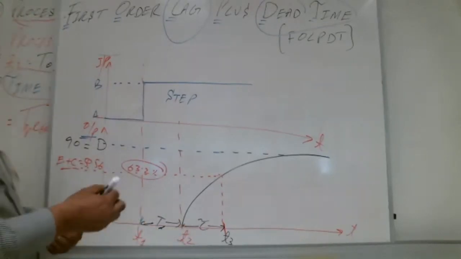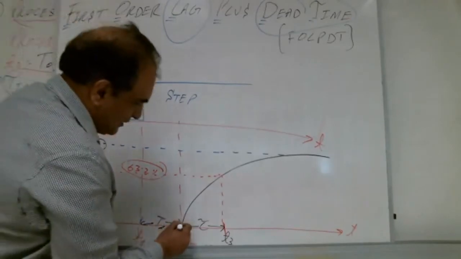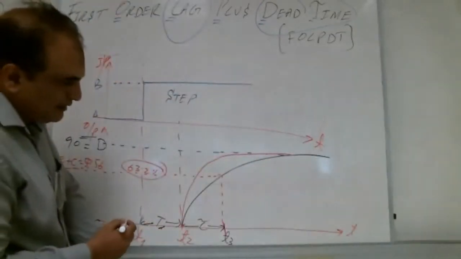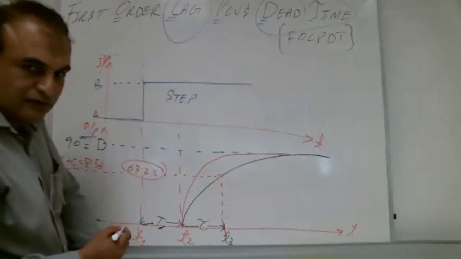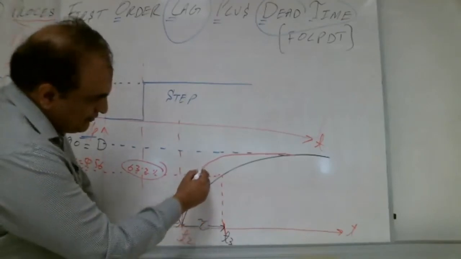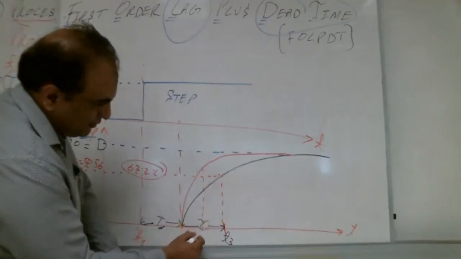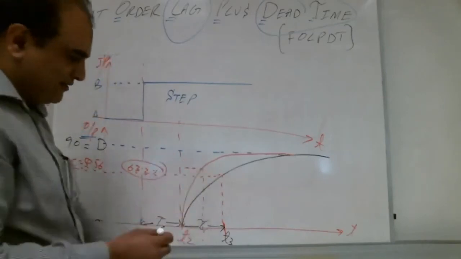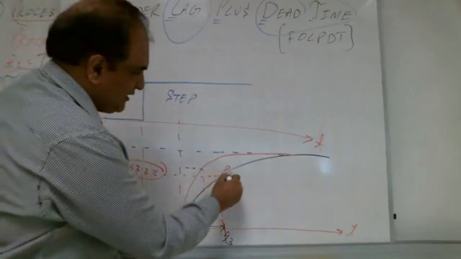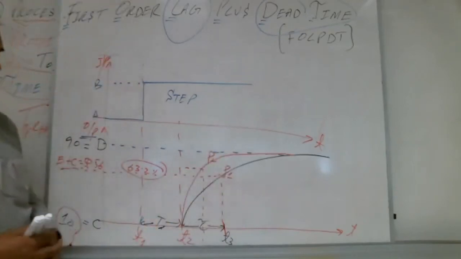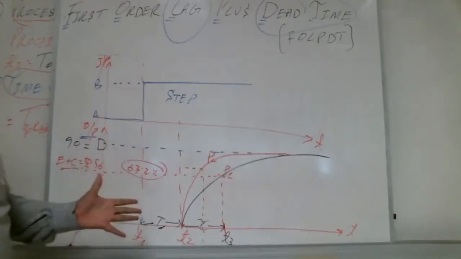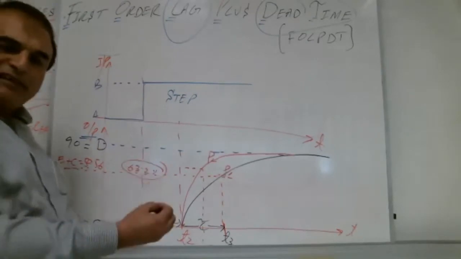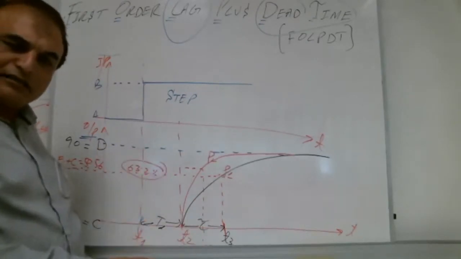Now imagine there is another process that is going like this to steady state, right? With me? Yes. So here, its time constant will be where? Here, right? It will reach 63.2% here. So which process is faster? Say this is P1, this is P2. P2. So it means you understand. P2 is faster, its time constant is smaller. So whoever's time constant is smaller, that will be faster, right?